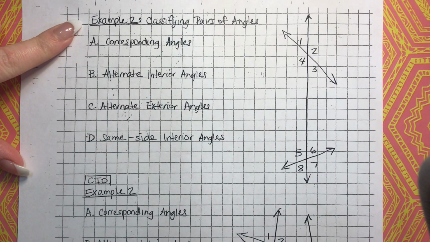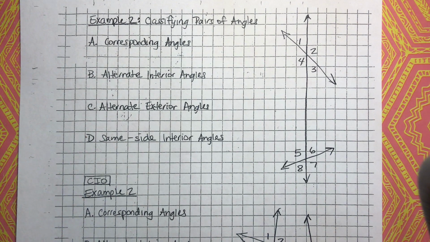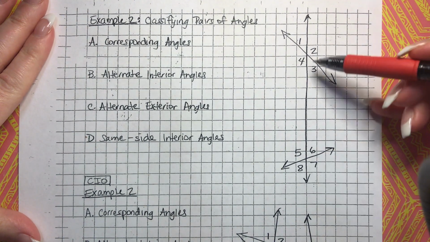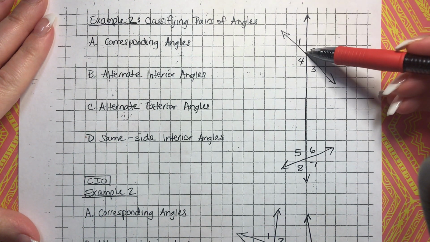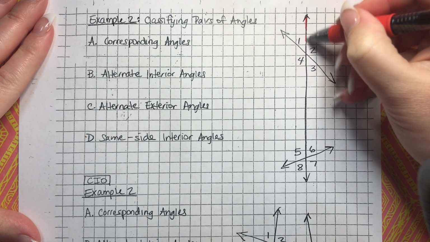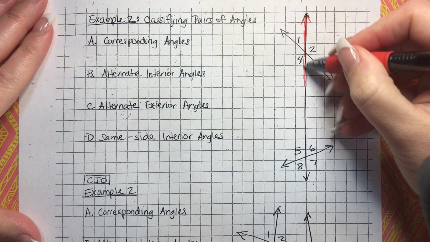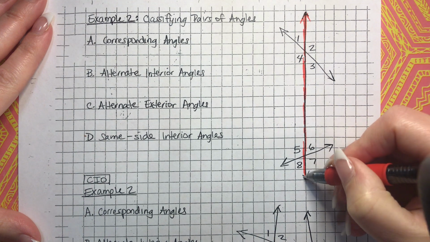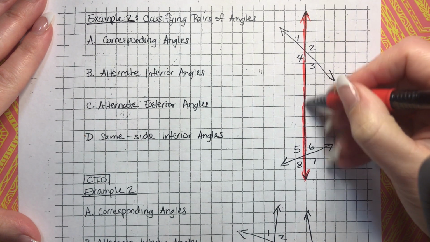All right, welcome back with example 2. So we're going to be classifying pairs of angles. Whenever we're doing this, first we have to identify the transversal. So remember, the transversal cuts through two lines. So if you look here, this line cuts through this line and intersects with this line as well. So this is our transversal. I'm just going to make it red here. Okay, it's not a perfect red, but I think it will do.